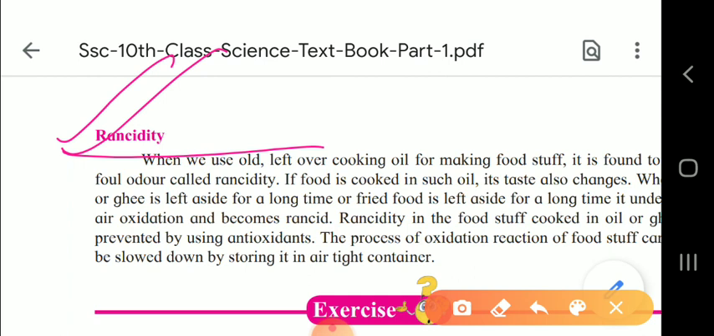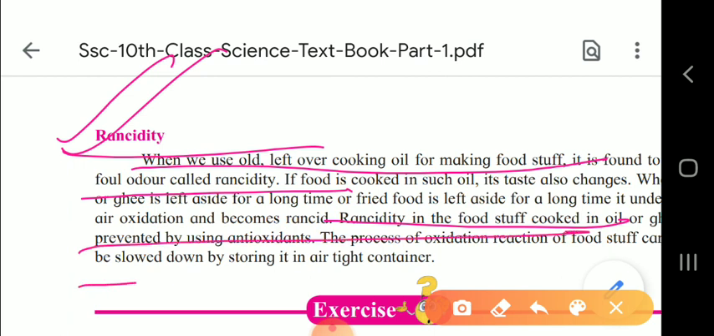Then in boxes, sometimes we collect things and keep them, so there also the oxidation gets reduced, so there also we should put an antioxidant. See, the process of oxidation reaction of foodstuff also can be slowed down by storing in an airtight container. So this, children, is very important. What is rancidity? These points you have to underline, children.